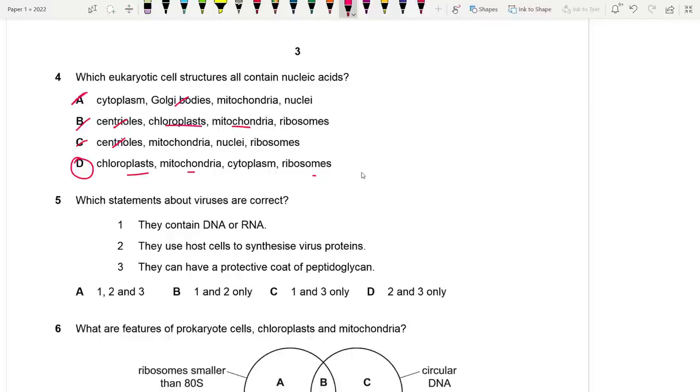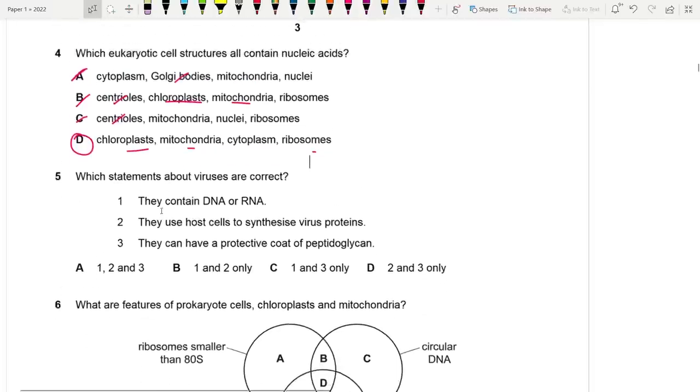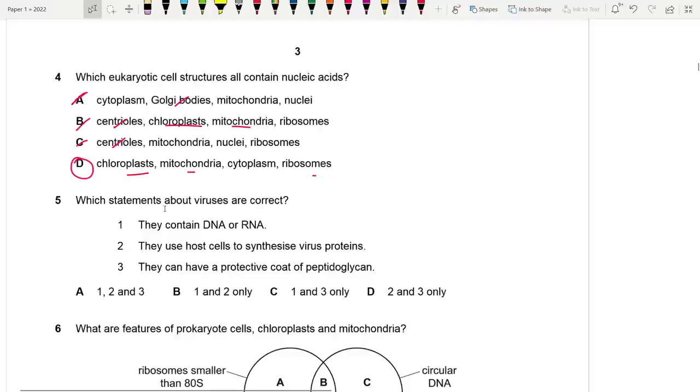The nucleus is situated in the cytoplasm, right? So technically the cytoplasm does contain nucleic acids, right? Plus there's tRNA, right? That's a nucleic acid.